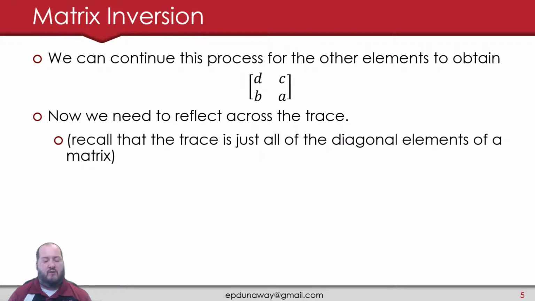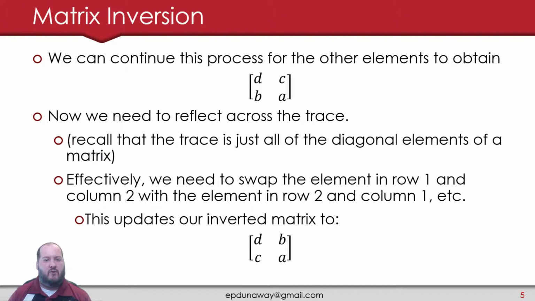Next, we need to reflect across the trace. The trace of the matrix is just the positive diagonal, so it's whenever you have the same row and same column in the matrix. D and A currently are my trace. So I'm going to take everything that's not on the trace and reflect it. I'm going to swap the element in row 1 and column 2 with the element in row 2 and column 1. That's easy in a 2 by 2 matrix because you only have 2 things you need to swap. But in more complicated matrices, you just need to make sure you're reflecting it correctly. That updates my matrix now to D, B, C, and A. All right, we're done moving units around.